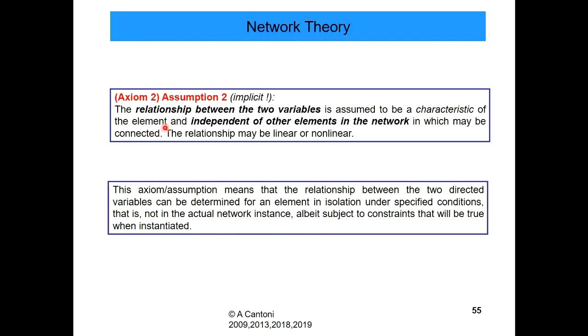We have axiom 2, which says the relationship between the two variables is assumed to be a characteristic of the element, independent of all other elements in the network to which it may be connected. It can be linear or non-linear. So if you measure an element and find its VI relationship, you can put it in the network and you don't have to worry anymore. You've got a perfect description. You know how V and I are related at those terminals.